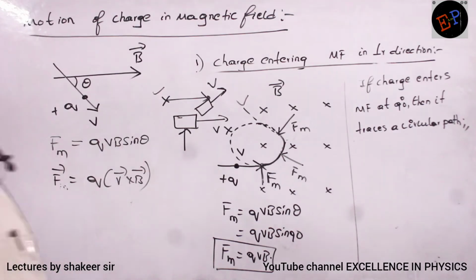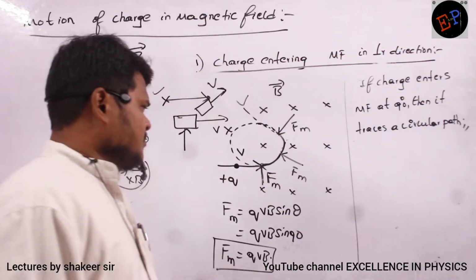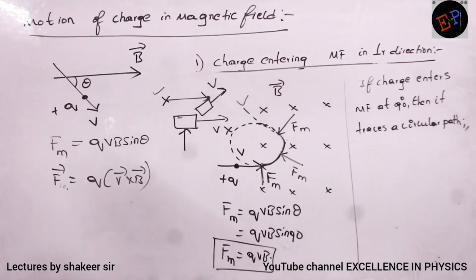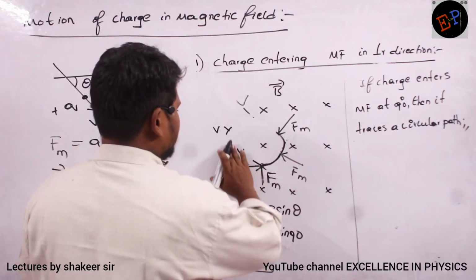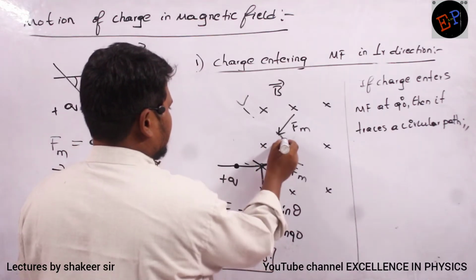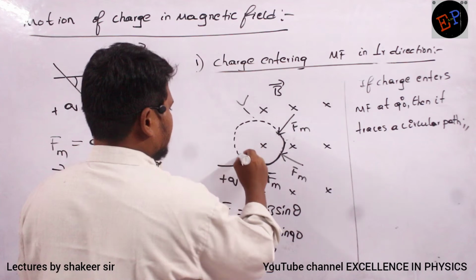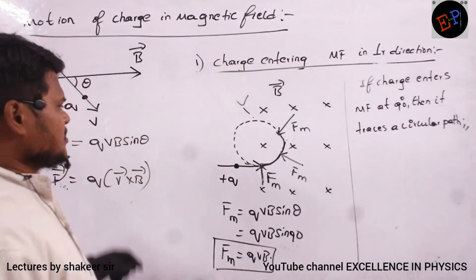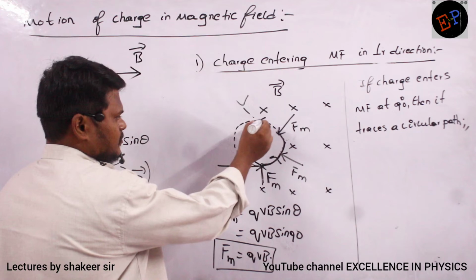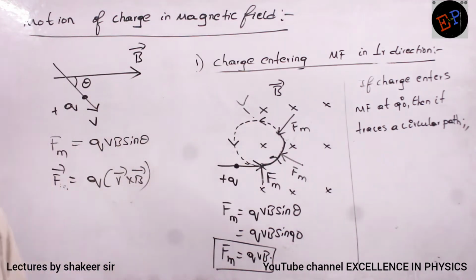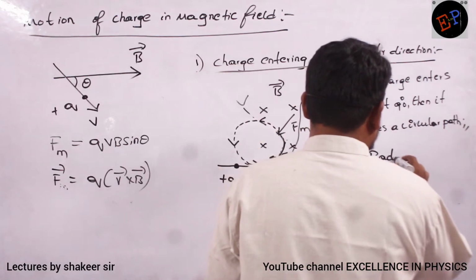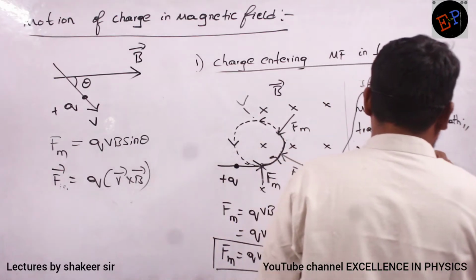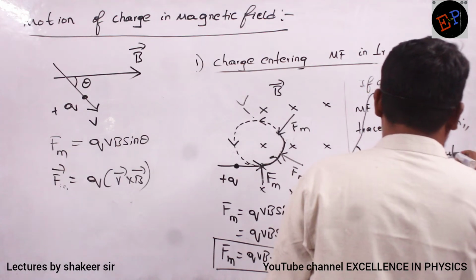Now there are some applications which we have to do here. So it traces this kind of circular path. Now the first application is the radius of the circular path. Questions will be asked on applications now. Radius of circular path.